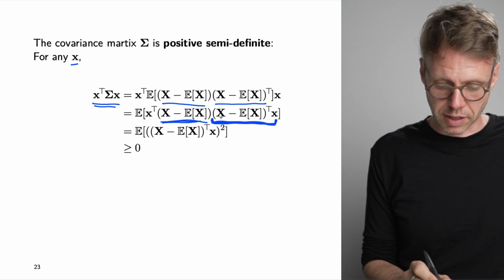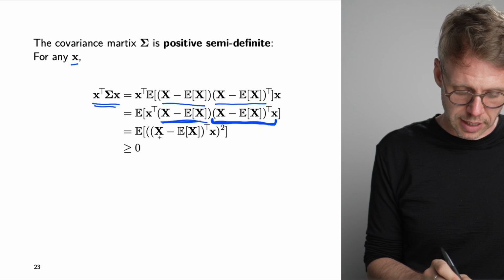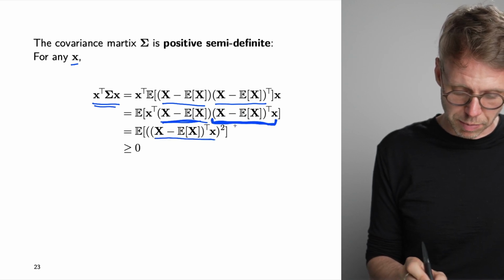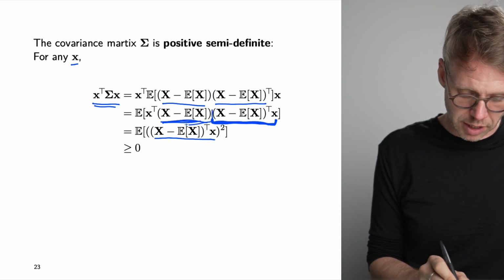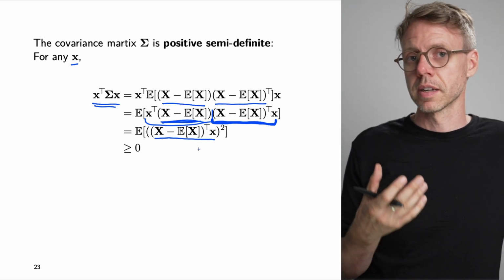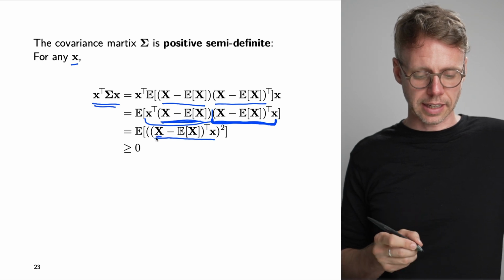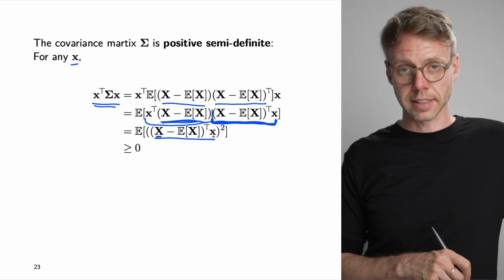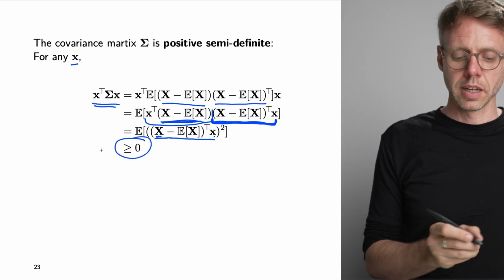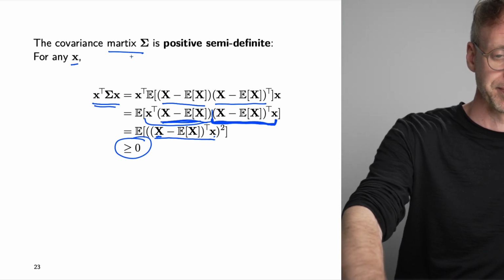Another way to see this is to see that if we first multiply x with the difference vector between the random variable and its expectation, we actually get a constant, and we're basically just ending up with the square of this constant. And squares are always larger or equal to 0, no matter what the value of x or little x would be. Thus, the covariance matrix has been shown to be positive semi-definite.